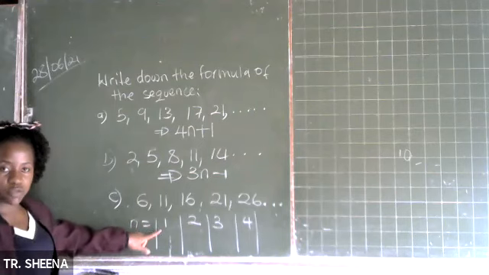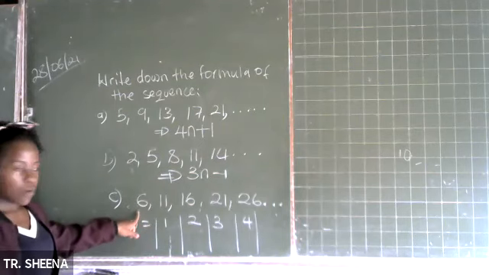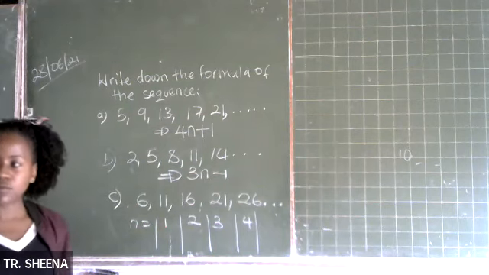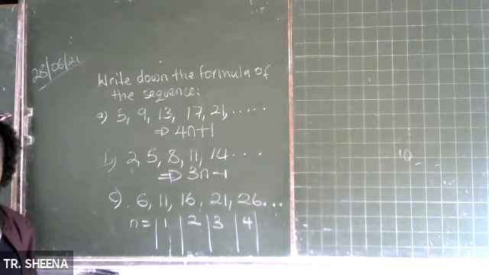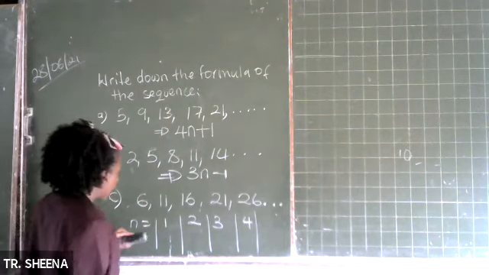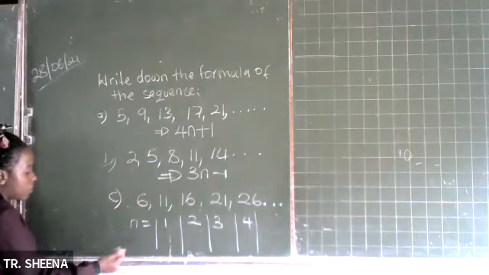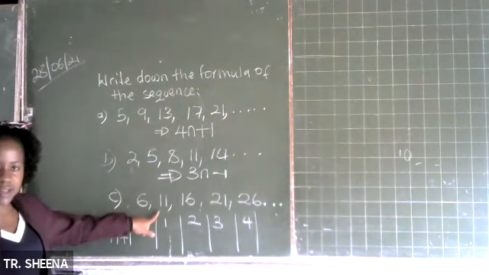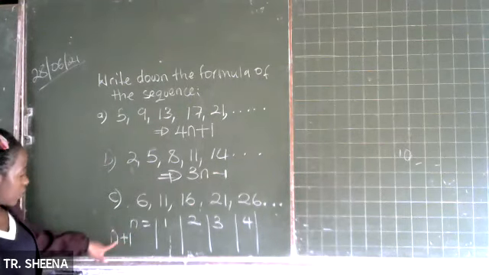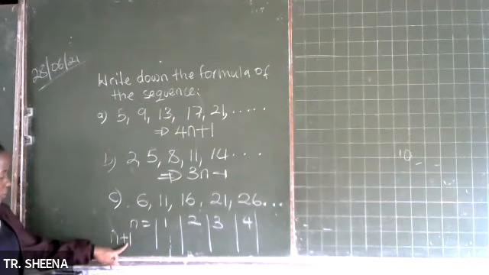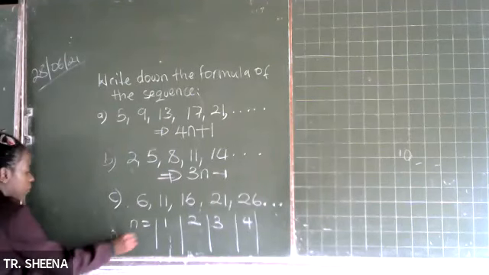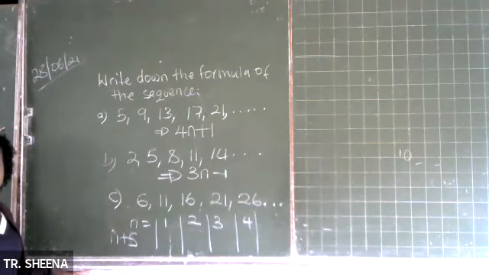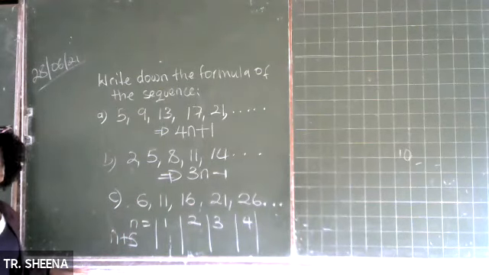You ask yourself, what did they do to 1 to get 6? Someone may say they added 5 to 1. So when you add 5 to 1, yes, you get 6. So maybe you can say, maybe my formula is n plus 5. So you check, will it apply to my second term? When I add 2 to 5, do you get 11? Do you get 11? No.